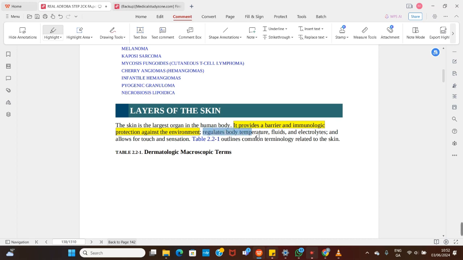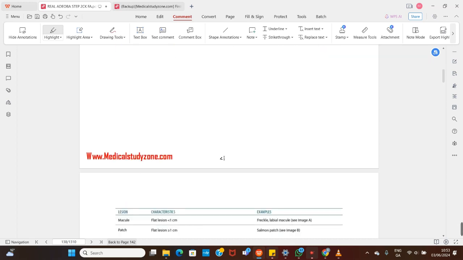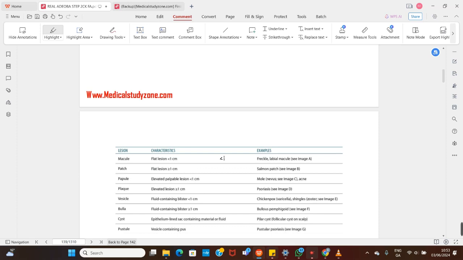It helps to regulate body temperature. Of course, we have the blood vessels within the skin that vasodilate and vasoconstrict in response to temperature changes. It also helps to regulate fluid and electrolyte balance, through sweating and the like. It allows for touch and sensation because it contains sensory nerve endings. So it helps us to feel touch, pressure, vibration, and the like. So that is that about the function.